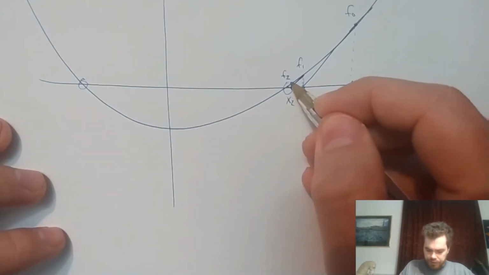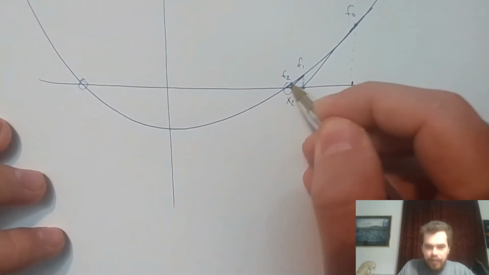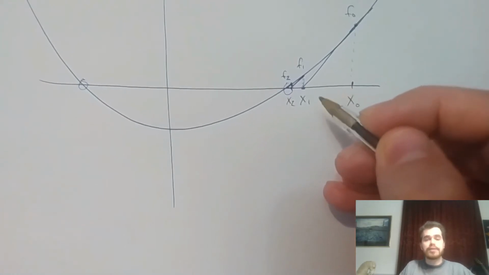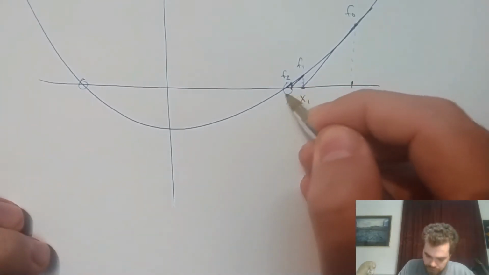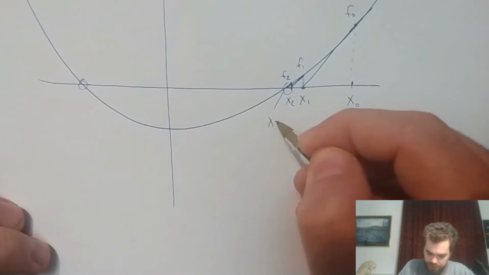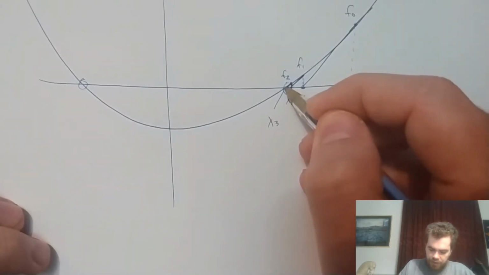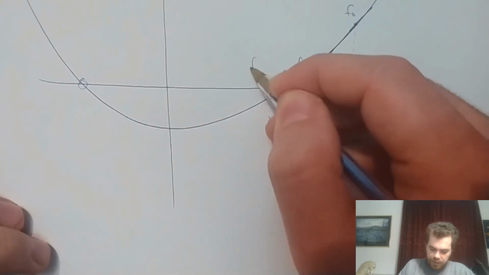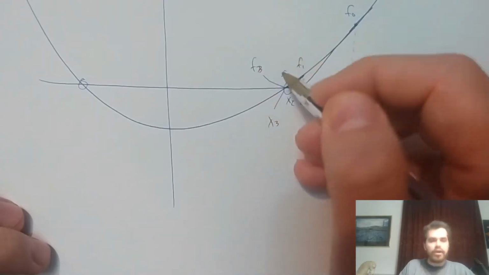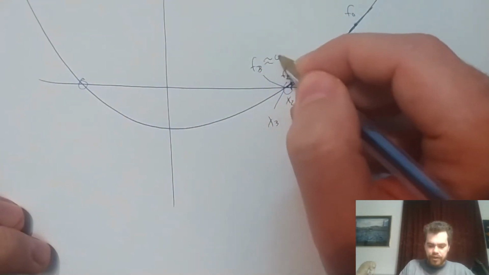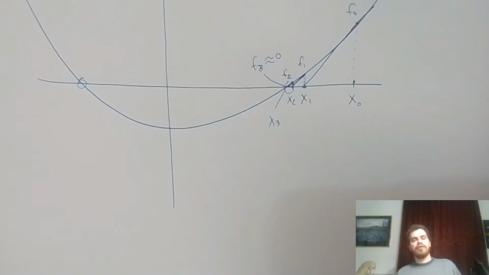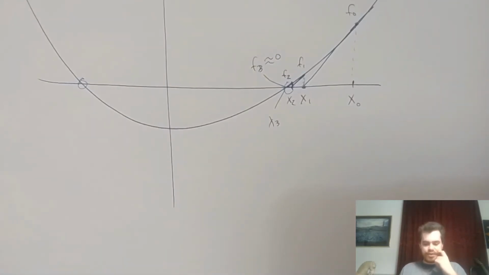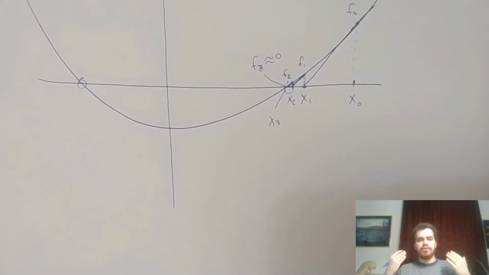And if we were to do this a third time, I mean, over this very small distance, our function really does look like a straight line. And so when we draw that straight line down, we get some value x3, and when we evaluate our function at x3, f3 is very close to 0. f3 is approximately 0. And if it wasn't close enough, if we have some tolerance, we'd keep going, and eventually we'd get some f that is equal to 0. Now, that's visually what is happening.